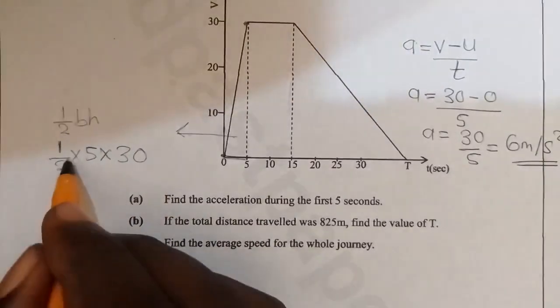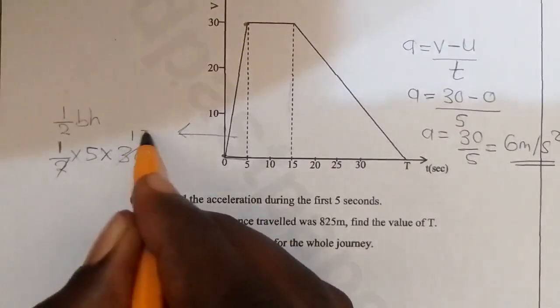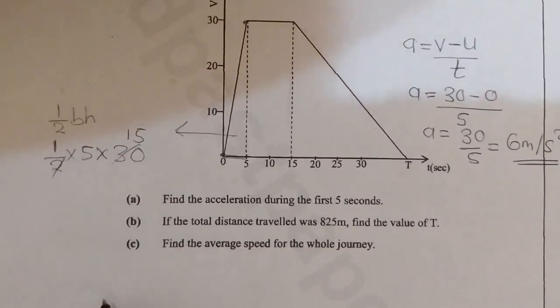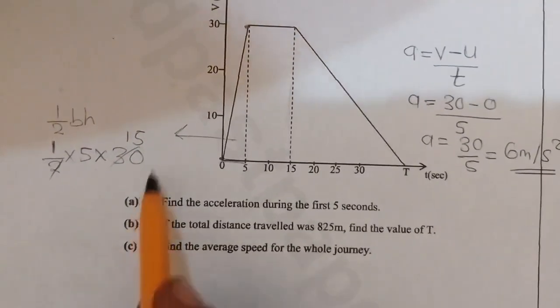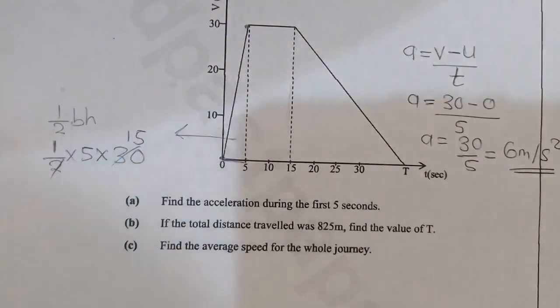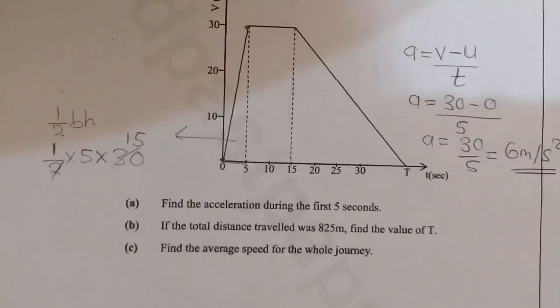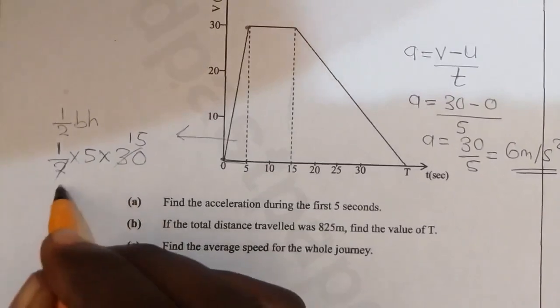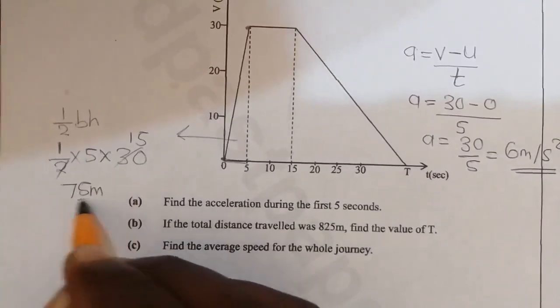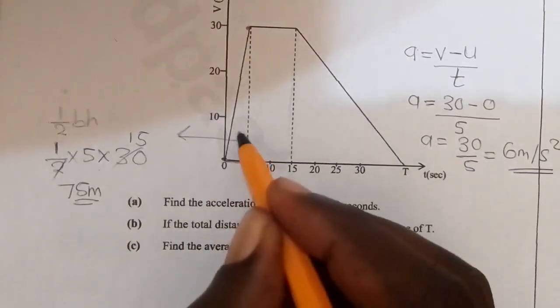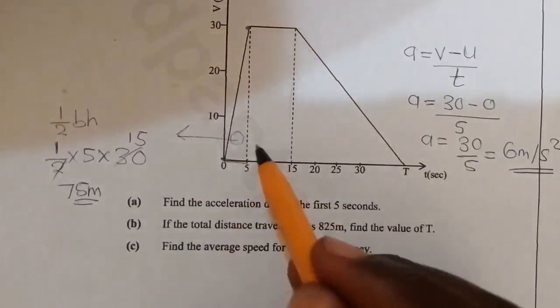So I know that 2 into 30 it is 15. 15 times 5, what am I going to get? 75. So 75 meters. So the first part here, this is 75 what? Meters.